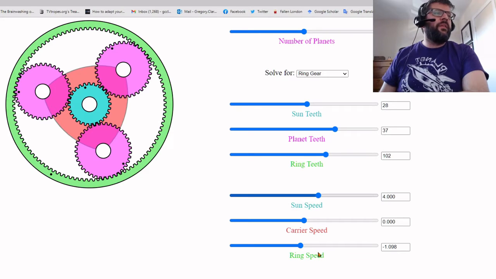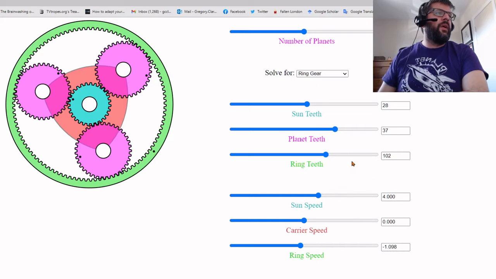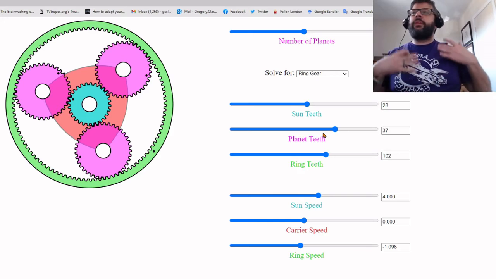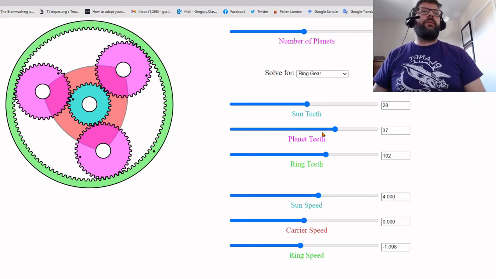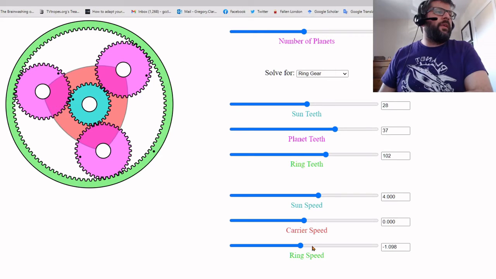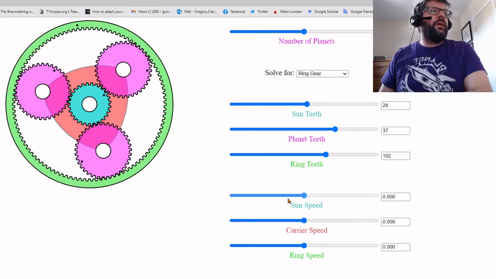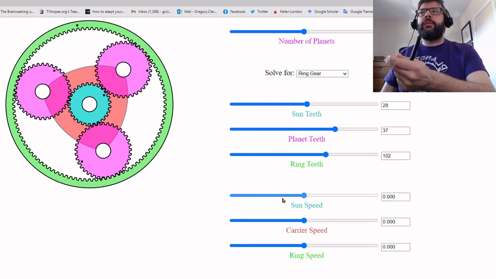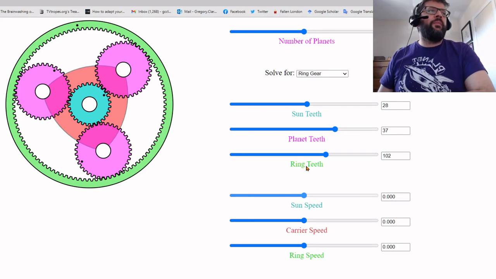But this is going to allow you to basically determine how a relatively simple planetary gear set would behave. So again, like I said, typically speaking, you're going to be locking one of your inputs. That having been said, you can actually supply power to two inputs at once and get a reaction based upon that.